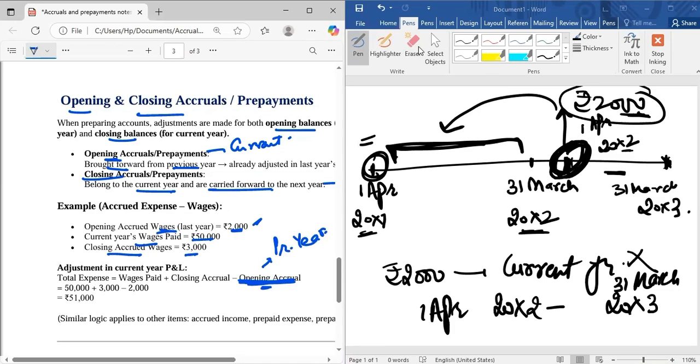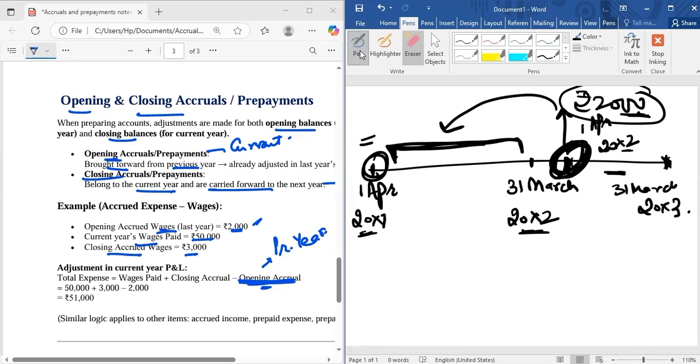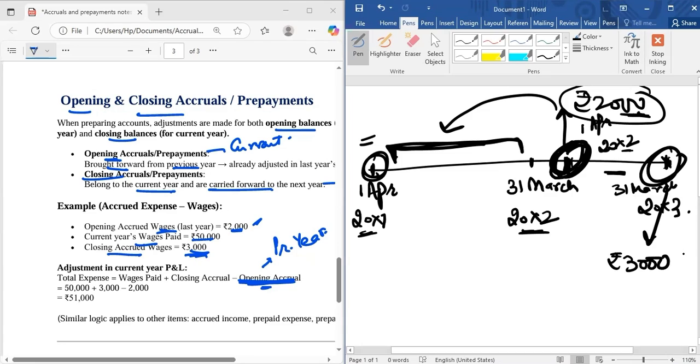But now see what is happening. This was opening accruals, so we deducted it. But on 31 March, on this day, we have closing accruals of 3,000 rupees. This accrued expense relates to this period from 1 April 20x2 till 31 March 20x3. This 3,000 relates to this particular year, which is my current year. So I will add this because it is related to my current year. So we will add closing accruals.